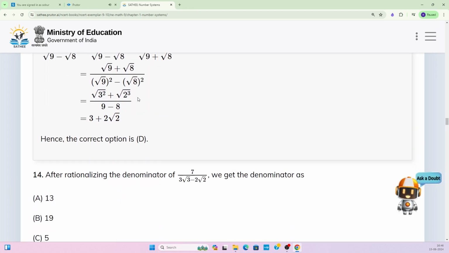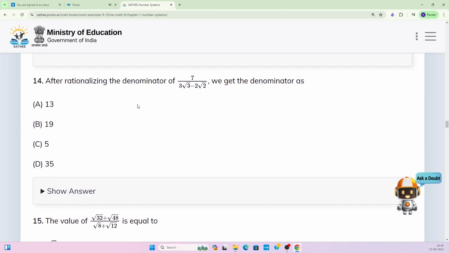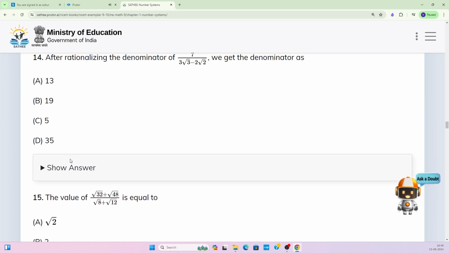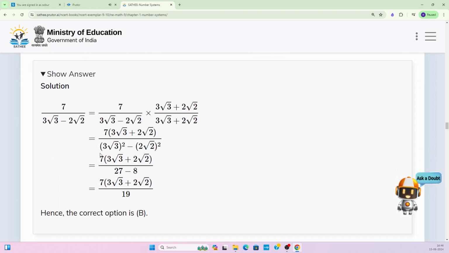So now let us move to the next problem. Here we need to find the value of 7 by 3 times root 3 minus 2 times root 2. After rationalizing the denominator, 7 by 3 times root 3 minus 2 times root 2 is equal to 7 by 3 times root 3 minus 2 times root 2 into 3 times root 3 plus 2 times root 2 divided by 3 times root 3 plus 2 times root 2.